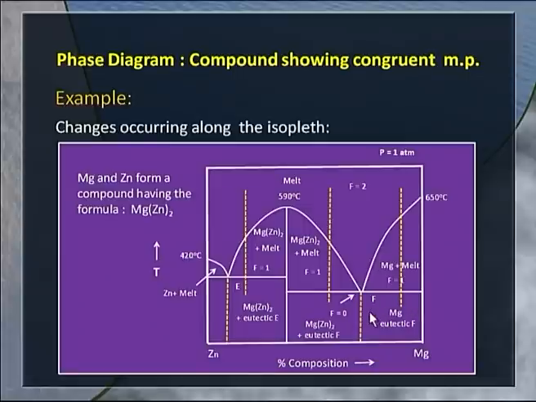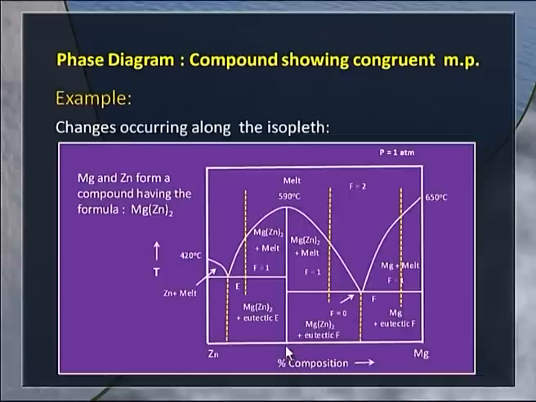What is the solid present here? We have magnesium and the eutectic, and which is the eutectic? The eutectic corresponding to this point. So, you now have a clear idea about the changes that are possible along the isopleth when we start with different compositions. Now, if we start exactly with this composition, what will happen?